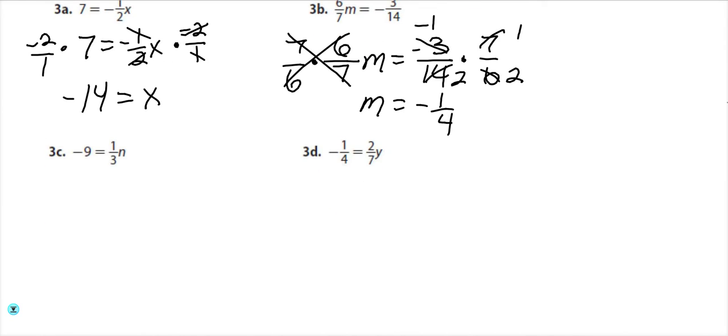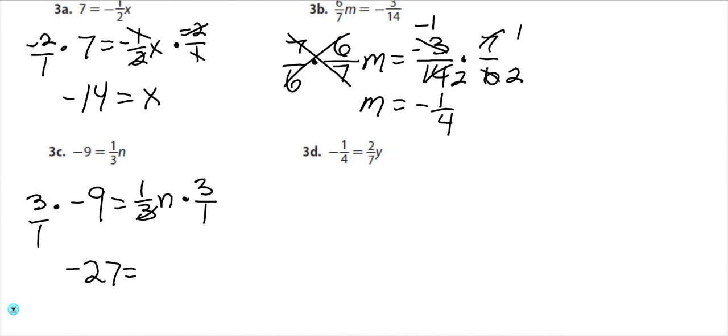Okay, let's take a look at letter C. We have negative 9 equals 1/3 n. And multiply by the reciprocal, so that's 3 over 1. 3 times the negative 9 is negative 27. That canceled with that, and I'm left with n. So negative 27 equals n. Okay, and yes, you can switch these around. I don't know if I said that in previous lessons. You can always put the letter back on the left. Just make sure you keep the sign the same, obviously. You can always switch it back.